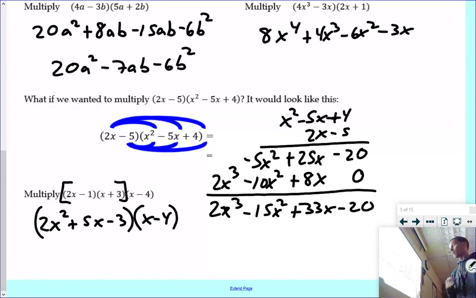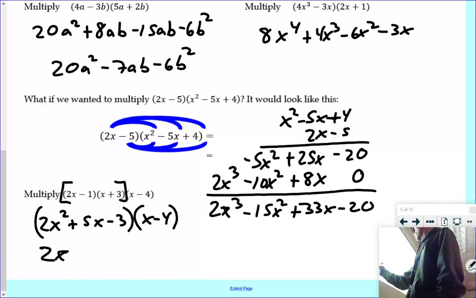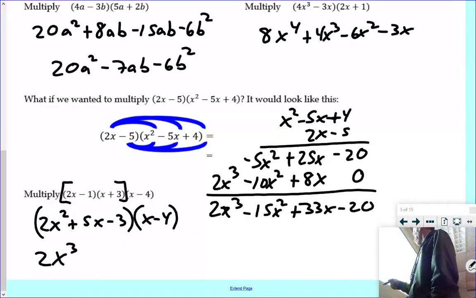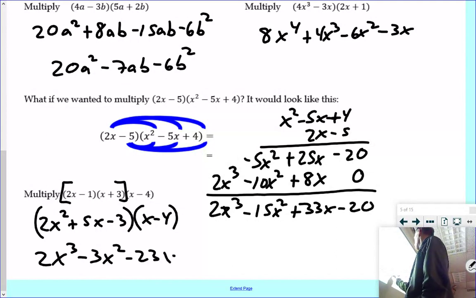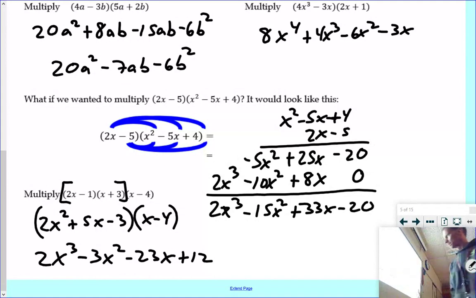And again, we multiply that out however way you want to, whether it's distributing, whether it's box method, whatever. But your final answer would end up being 2x to the third minus 3x squared minus 23x plus 12. And that would be your final answer.